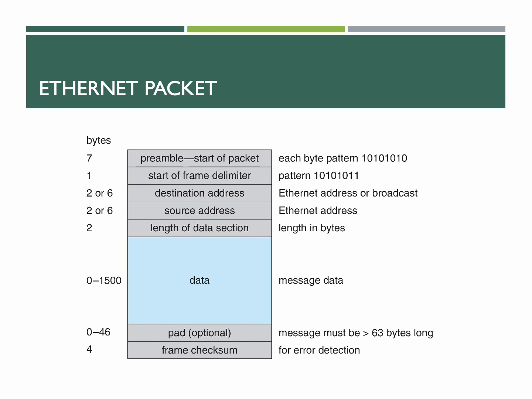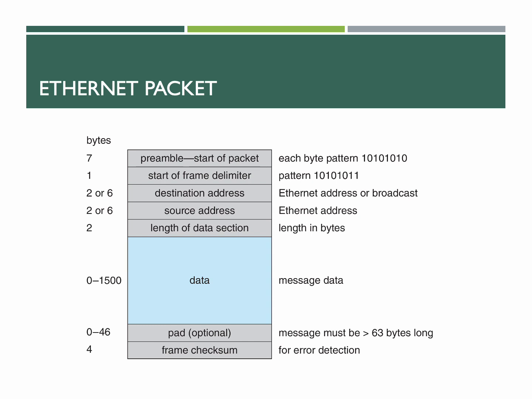Third, we have destination address, 2 or 6 bytes. This is the MAC address of the device the packet is being sent to. It could also be a broadcast address if the packet is meant for all devices on the LAN. Fourth, we have source address, 2 or 6 bytes. This is the MAC address of the sender, the device that created and sent the packet.